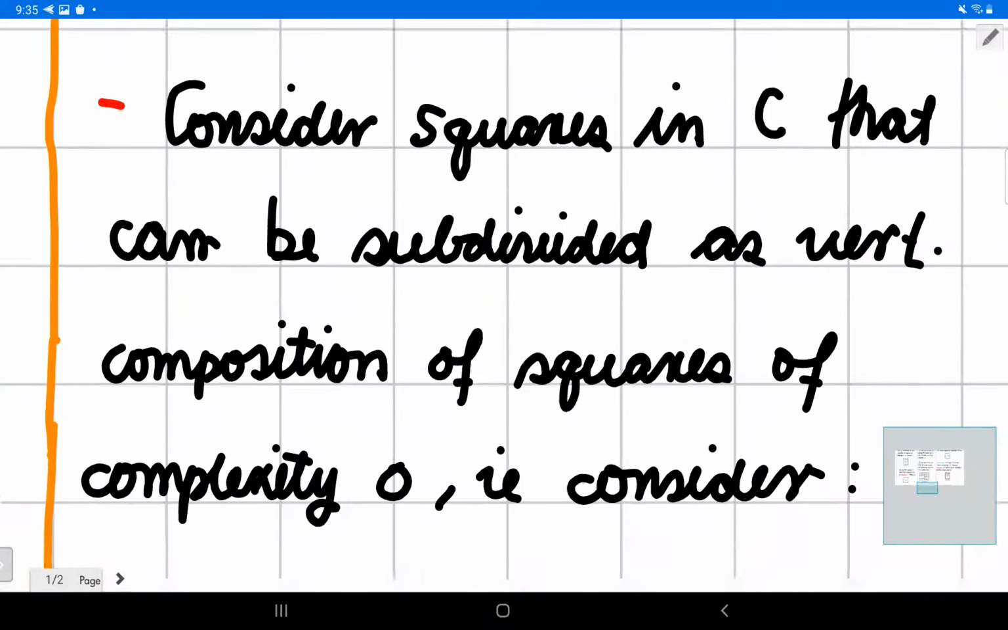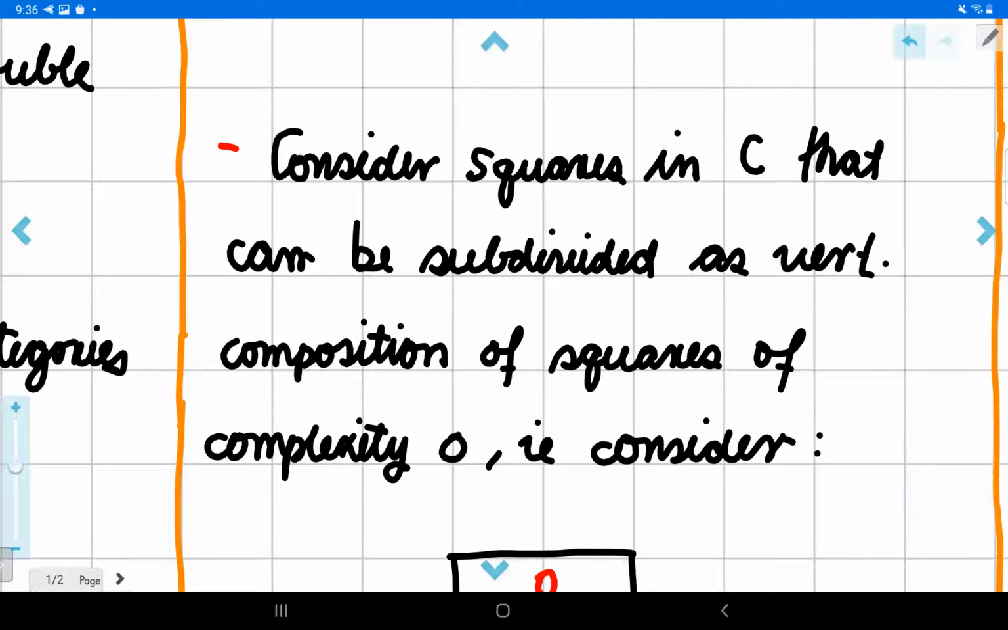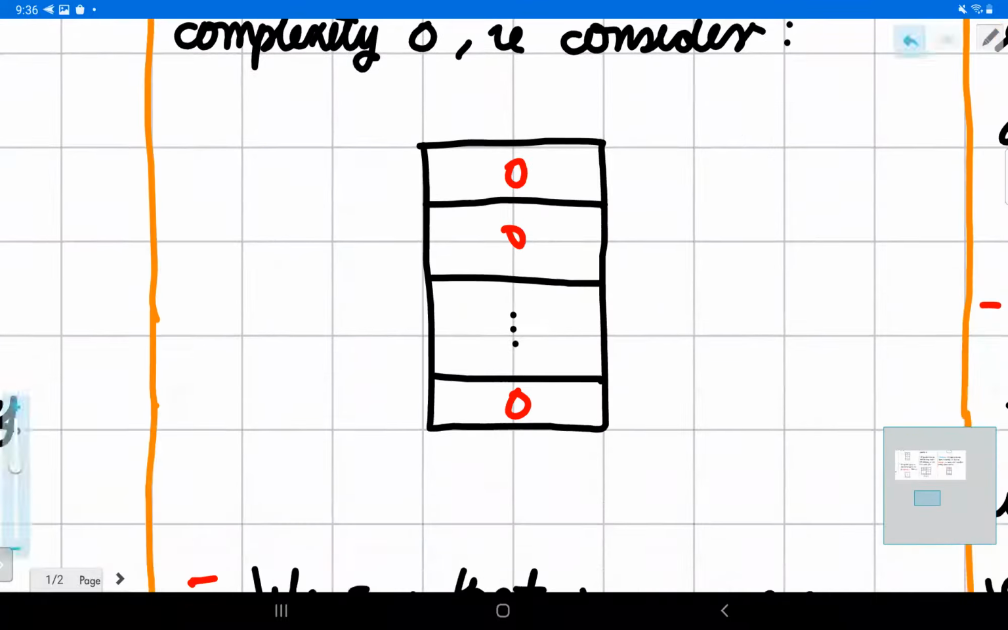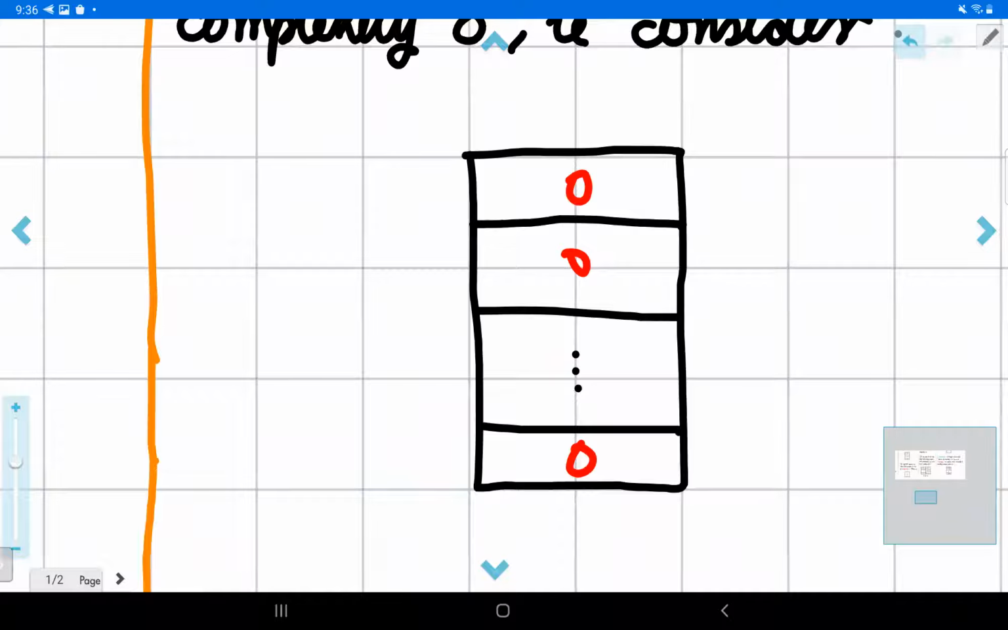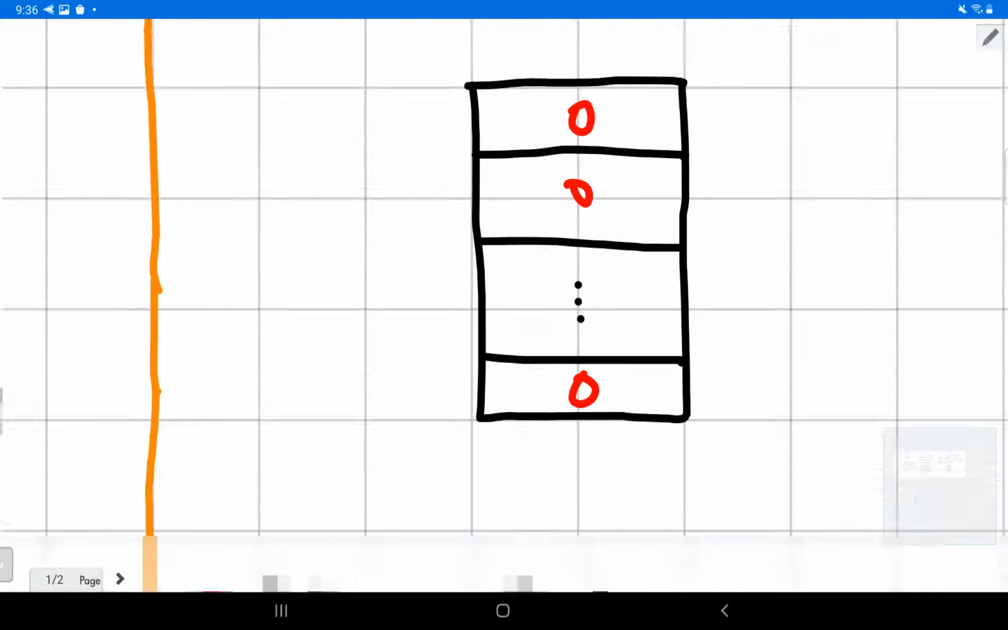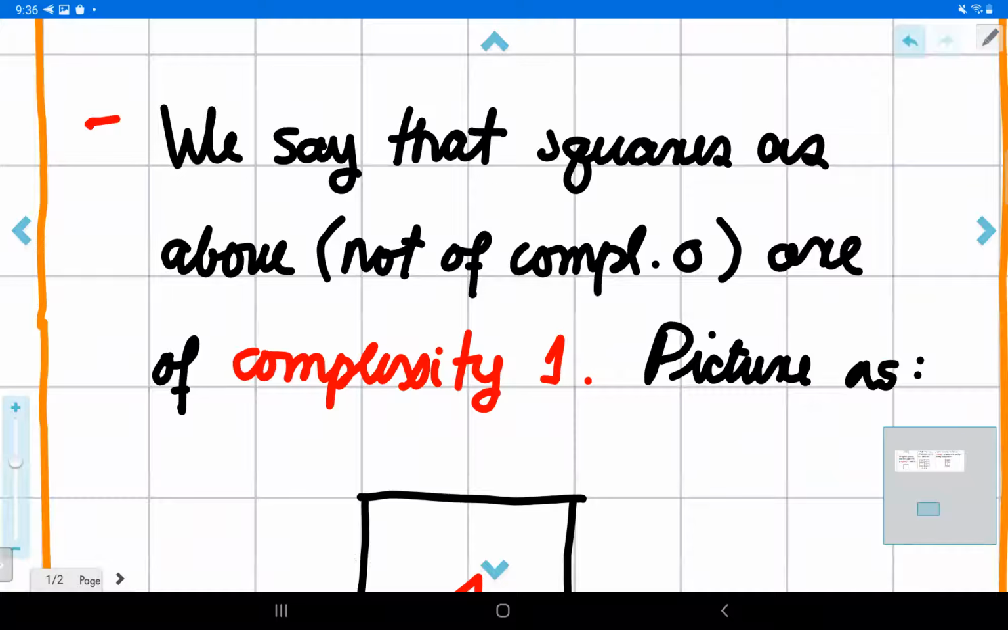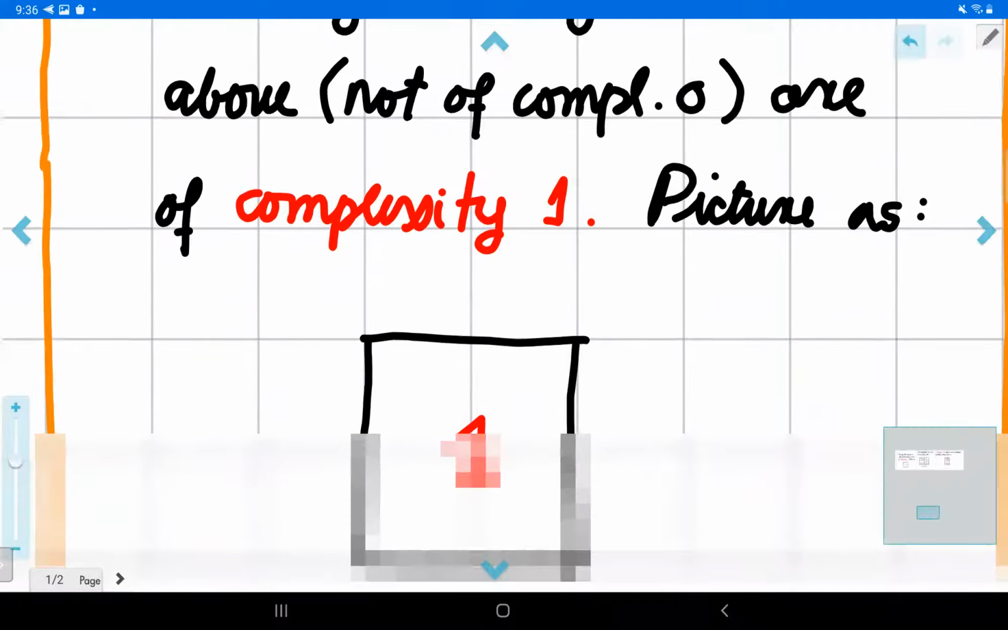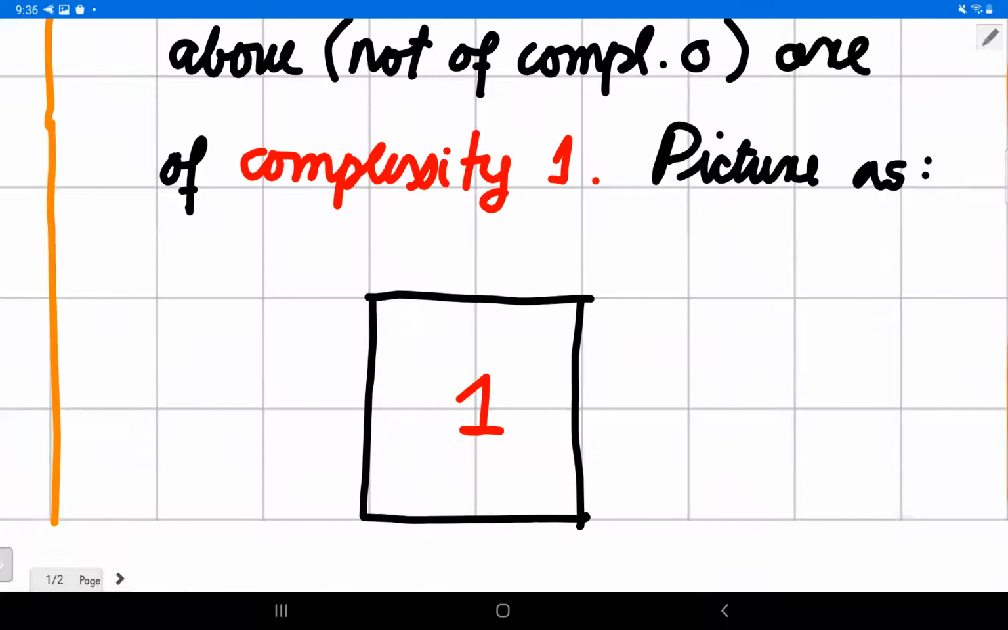Now consider squares in C that can be subdivided as a vertical composition of squares of complexity 0. That is, consider squares that look like this, that can be written as a vertical composition of squares marked by 0. So we say that squares that look like this and are not of complexity 0 are of complexity 1. So squares of complexity 1 are vertical compositions of squares of complexity 0 that are not of complexity 0. And we picture these squares like thus.